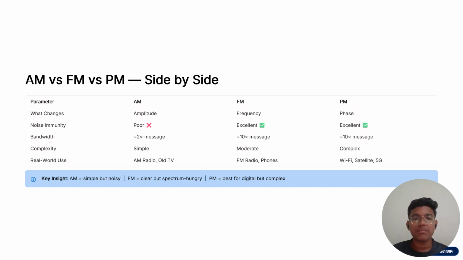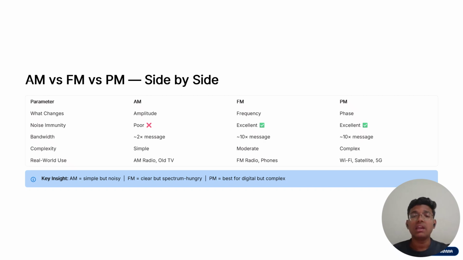Now these slides compare AM, PM, and FM. In AM, amplitude changes, in FM, frequency changes, and in PM, phase changes. For noise immunity, AM has poor noise immunity because noise affects amplitude. FM has excellent noise immunity because information is stored in frequency changes. PM also has excellent noise immunity because information is stored in phase changes.